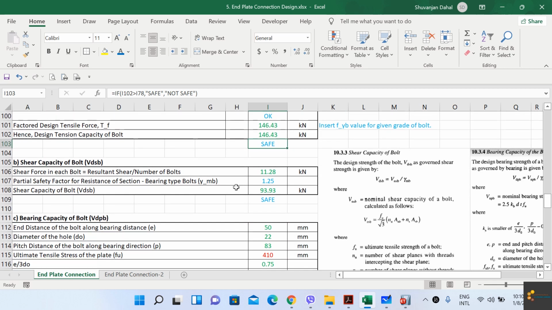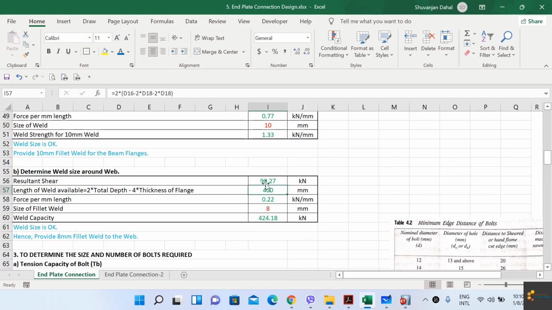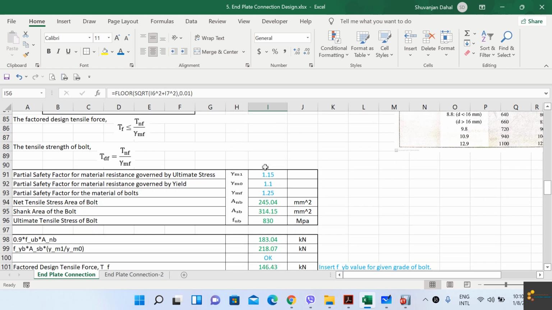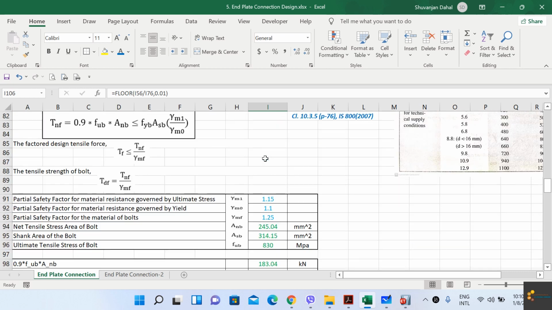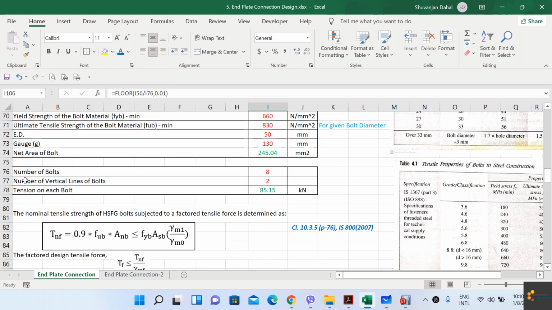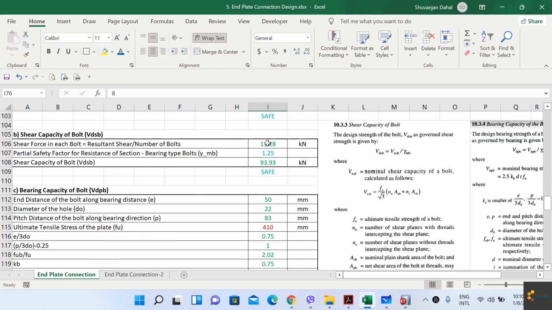Similarly, let's check for shear capacity of bolt. The shear force in each bolt is given by the resultant shear divided by the number of bolts. The resultant shear we have obtained here is 90.27 kN. And then the number of bolts we have obtained here. Let us see here, the number of bolts is 8 in total. So the shear force coming in each bolt is 11.28 kN.